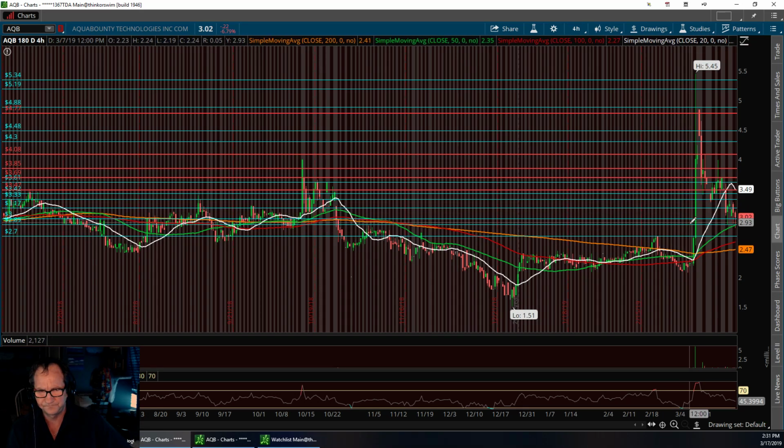So I'm going to keep my eye on this one. I pulled back below that. I'm down to my little support level that I called in the room. If it does get down to this 270 area, that's going to be a very strong buy for me. AQB.